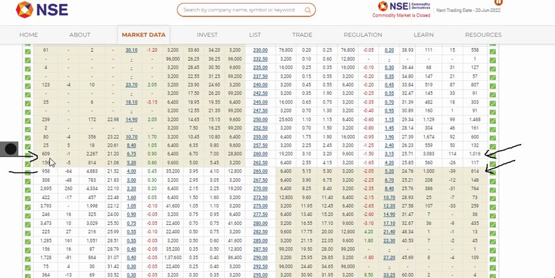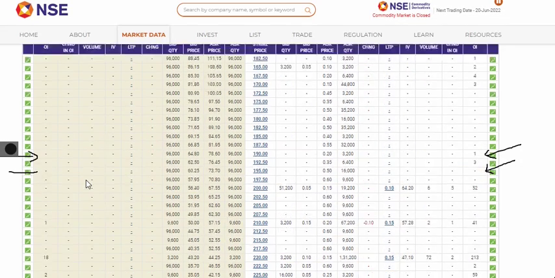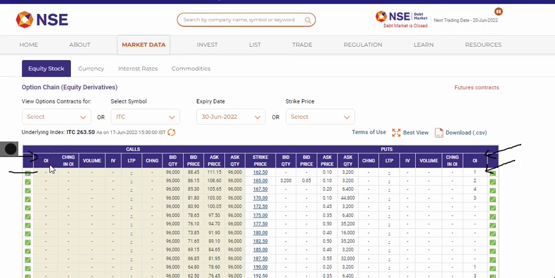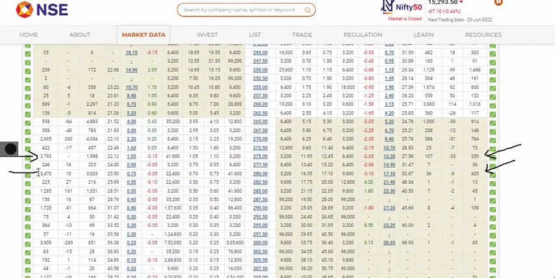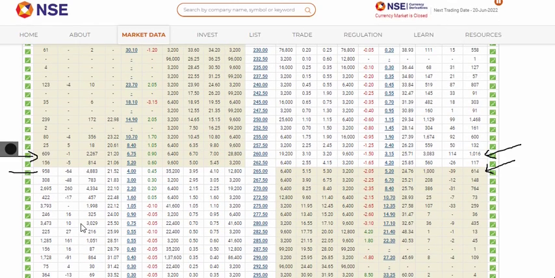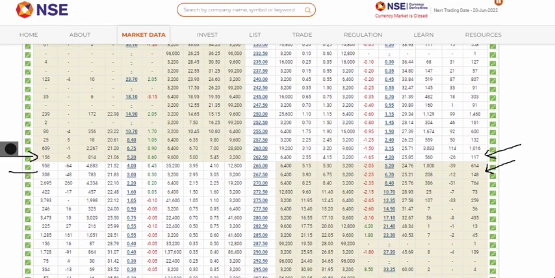What is this number? 958,600. This is called OI, open interest. What is open interest? Open interest is nothing but the number of open positions at a particular price point, the number of open positions at a particular strike price.